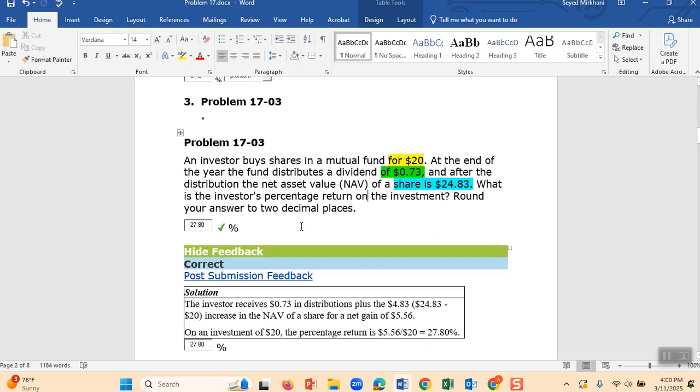And therefore, what happens is that the investor receives 73 cents, and also the distribution of 4.83, 24 minus 83, and the net asset value of the share is okay. In fact, this is a good case scenario. Why? Because at the end of the year, this is after 1 year. I was thinking it is today. After 1 year, it has gone from $20 to 24.83, which is a wonderful thing.